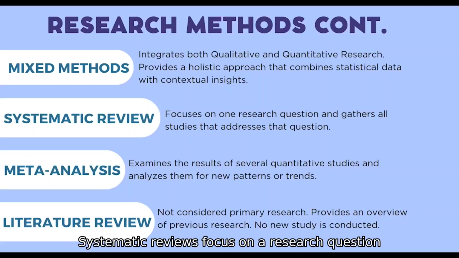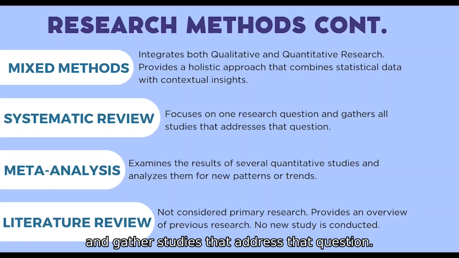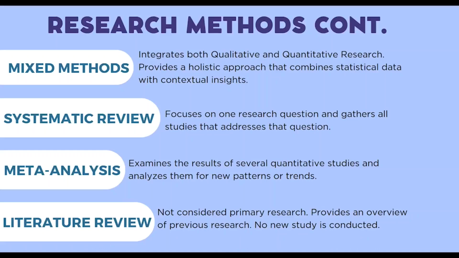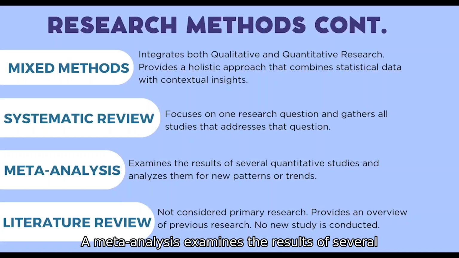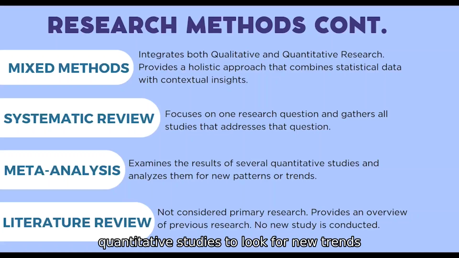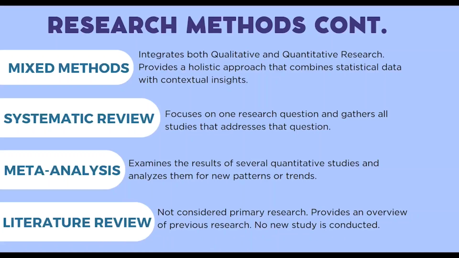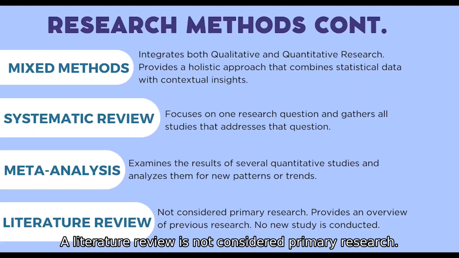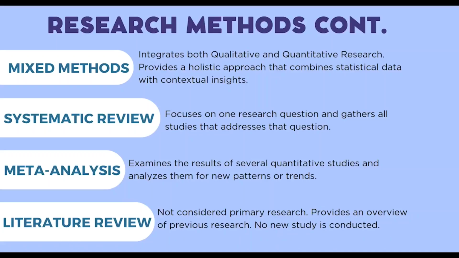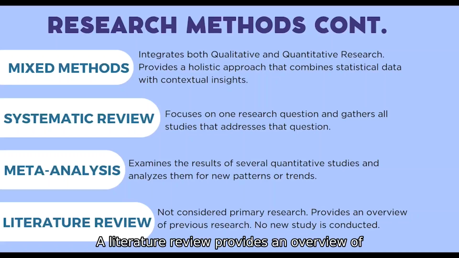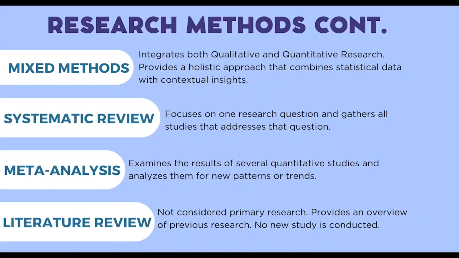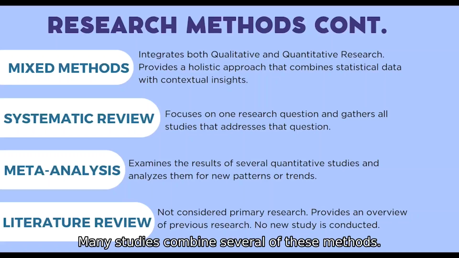Systematic reviews focus on a research question and gather studies that address that question. A meta-analysis examines the results of several quantitative studies to look for new trends or patterns. A literature review is not considered primary research. A literature review provides an overview of the previous research done on a topic. Many studies combine several of these methods.